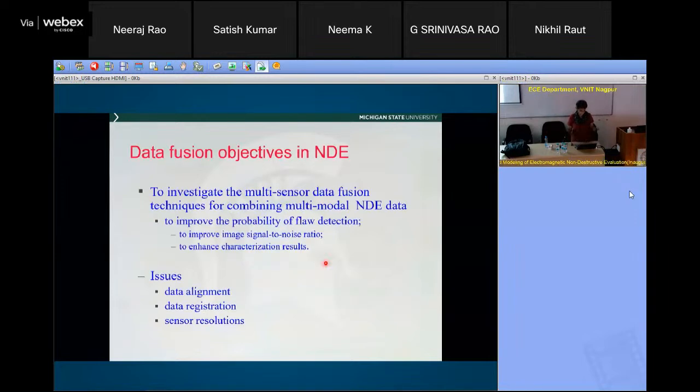But there are issues. To investigate full-fledged multi-sensor data fusion, which can be done for improving the POD, there are issues like data alignment. You have an eddy current signal taken at one point, you have ultrasonic, and if you want to fuse that, you have to make sure the data is aligned. One is a wave phenomenon, the other is a diffusion phenomenon. How do I fuse those two? So data registration, data alignment, and compensation algorithms have to be developed. Those are some of the issues, and these two things are future directions.